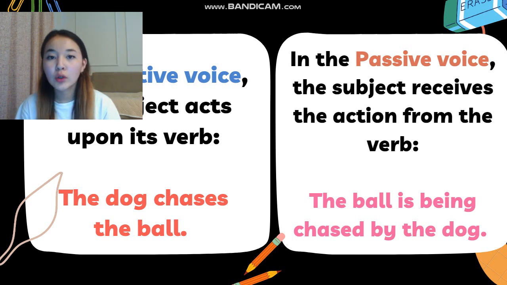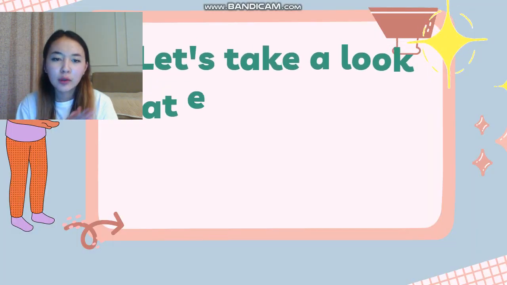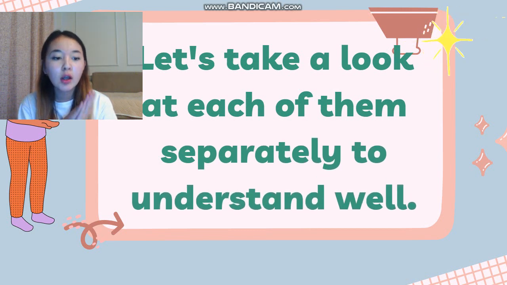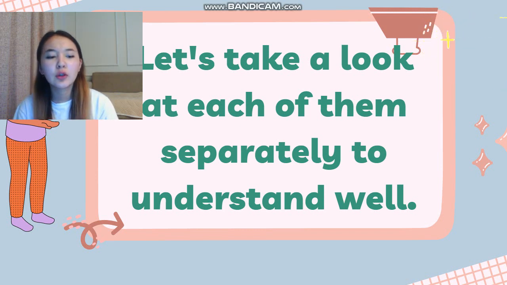In the passive voice, the subject receives the action from the verb. For example, the ball is being chased by the dog. Here, the ball is the subject, is being chased is a verb. And now, after we got acquainted with the active and the passive voice, we can start the lesson. Let's look at each of them separately to understand well.